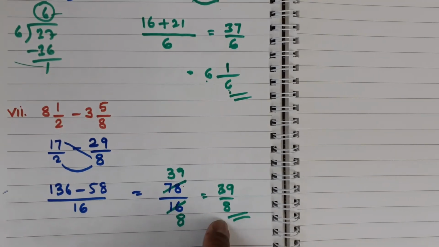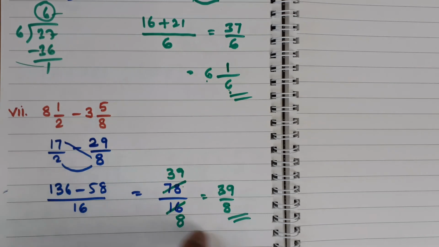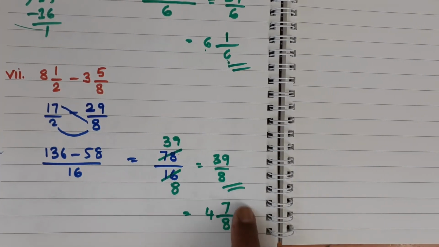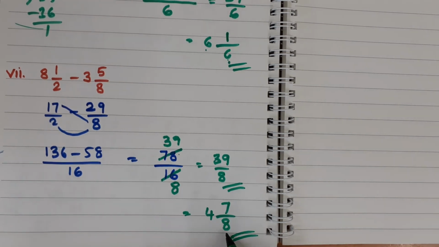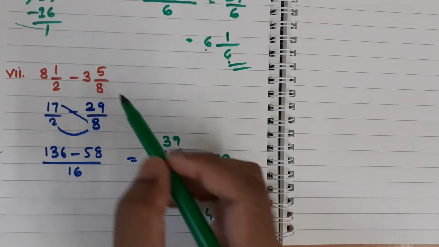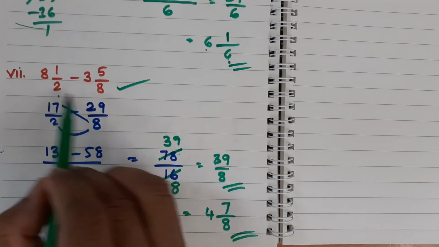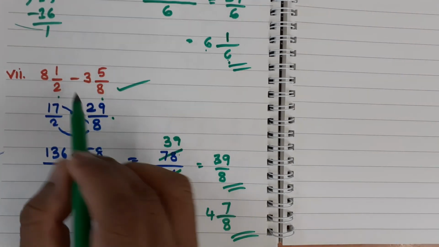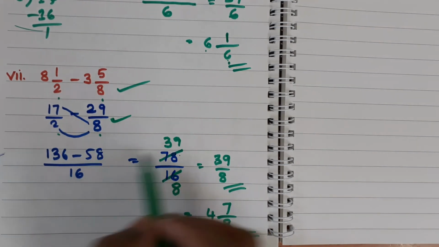Again you can change this improper fraction into mixed fraction just by dividing like this, then you can write the answer. So if you divide this one, I got the mixed fraction like this, 4 7 upon 8. So this is the final mixed fraction answer. Guys, you can do this question with the help of the LCM also. You can take the LCM of 2 and 8, then you can start doing the solution. First you change this mixed fraction into improper, then do the LCM of 2 and 8, then you can solve the question very easily.